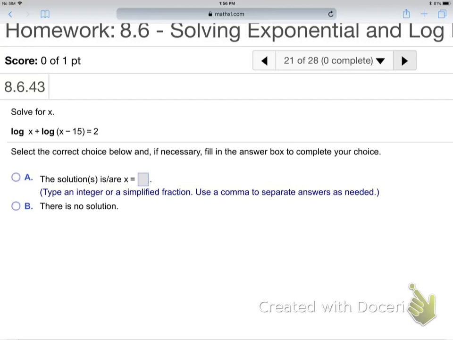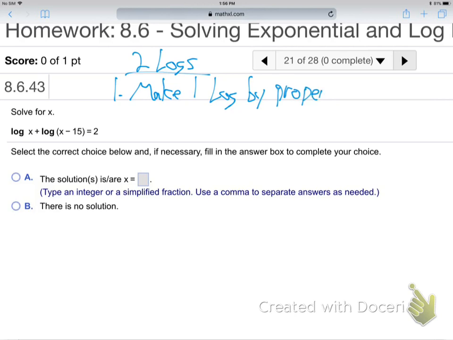All right. Last part of this section, which is a little bit of work. So, what do you do when you have two logs? You make it one log by the properties. Remember those three properties we learned? I hope you finished that homework. That's how math is learned. You master it and you're ready for the next section. If you're fuzzy on those properties, this will be hard. Make one log by the properties, meaning adding becomes multiply and subtraction becomes divide.